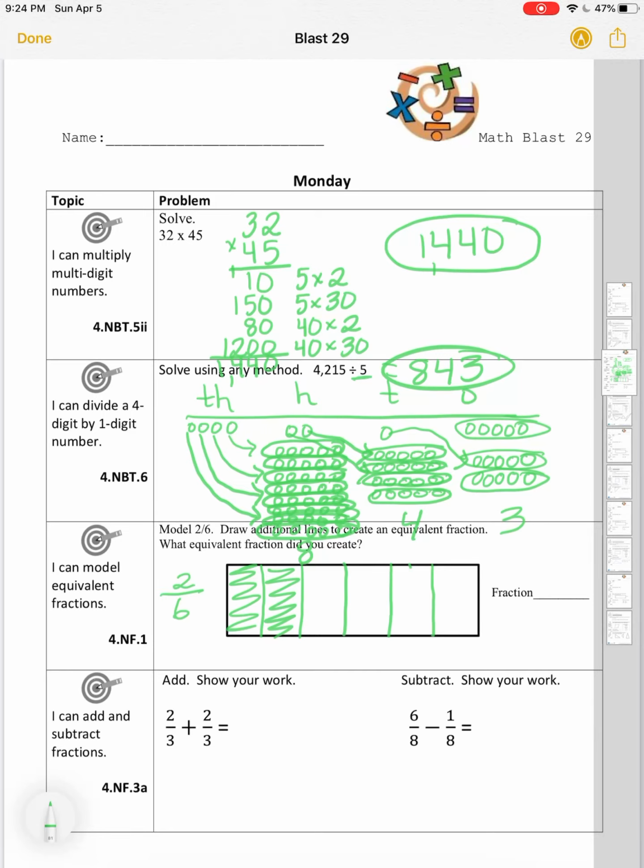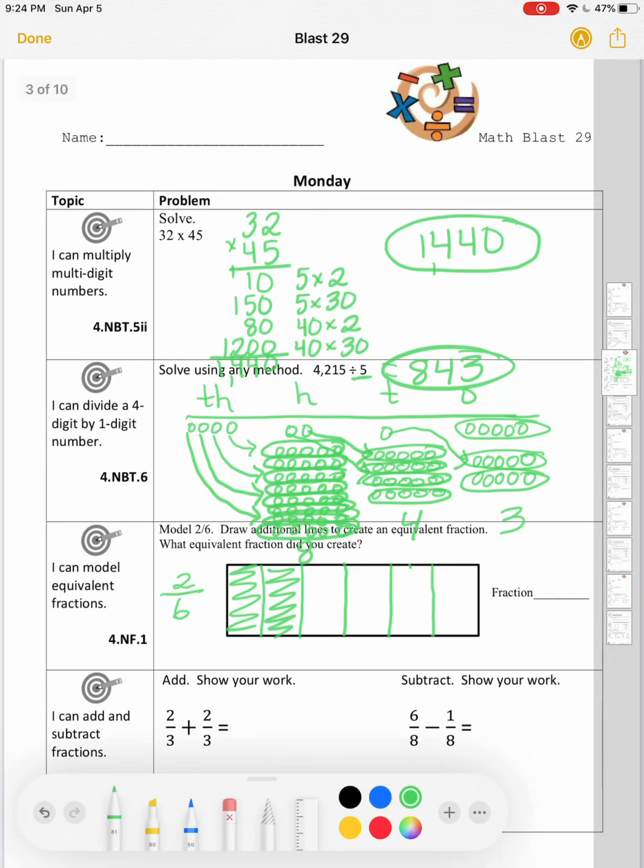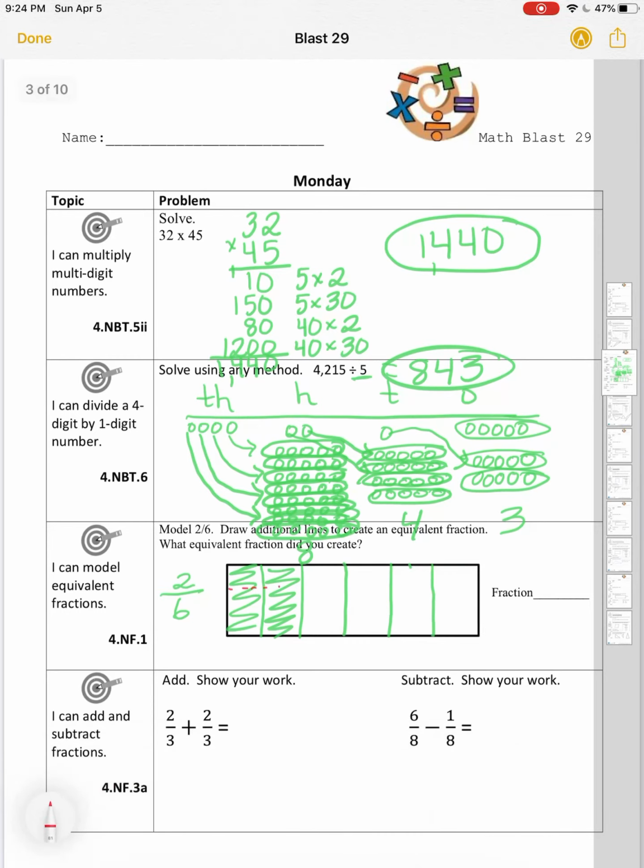Underneath of my work here, I can see, draw additional lines to create an equivalent fraction. So I'm going to draw some additional lines here to create an equivalent fraction. I'm going to draw 2 horizontal lines. We can draw as many as we want, but I'll draw 2 there. And now I can see that my shaded parts have become 1, 2, 3, 4, 5, 6 out of a total of 3, 6, 9, 12, 15, 18 parts. So 6/18 is a fraction that is equivalent to 2/6.